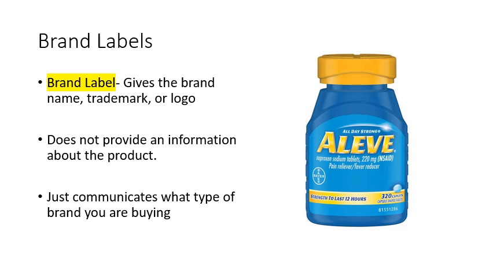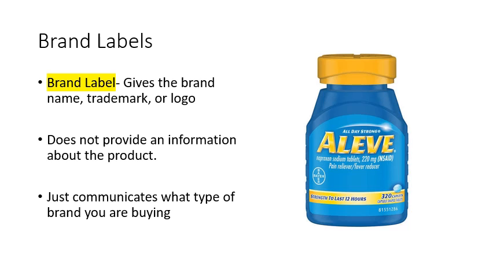Hello class, what I want to do in this video is go through the three different types of labels. The first one is a brand label. A brand label is going to give the brand name, the trademark, or the logo associated with the product. It's going to be on the packaging and present that type of information to the customer, or potential customer. It does not provide any actual information about the product itself, or it's limited in the information that it provides.